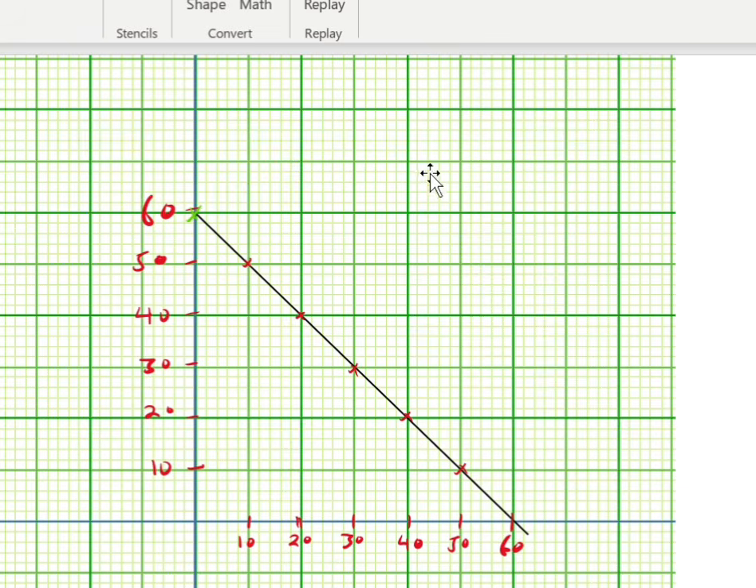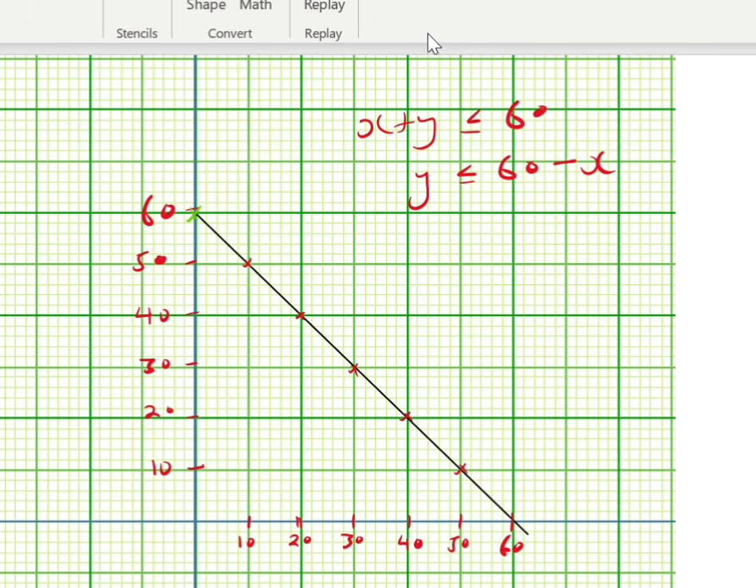Now we need to know where to shade. So let us go back to our equation. Remember our inequality was x plus y is less than or equal to 60. So y is less than or equal to 60 minus x. So we pick any point below the line or above the line.